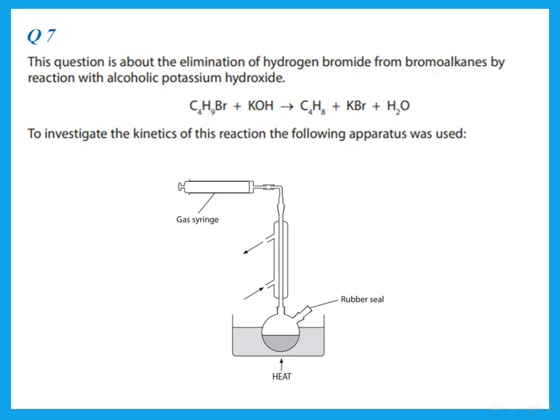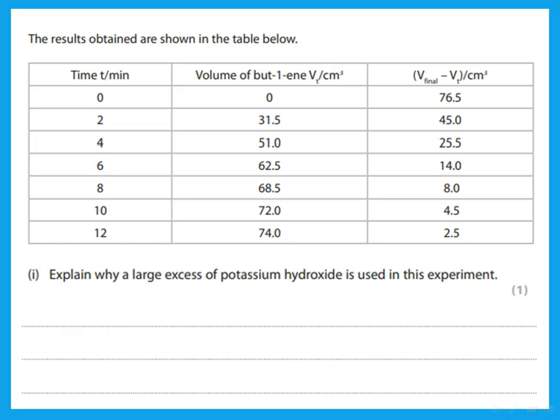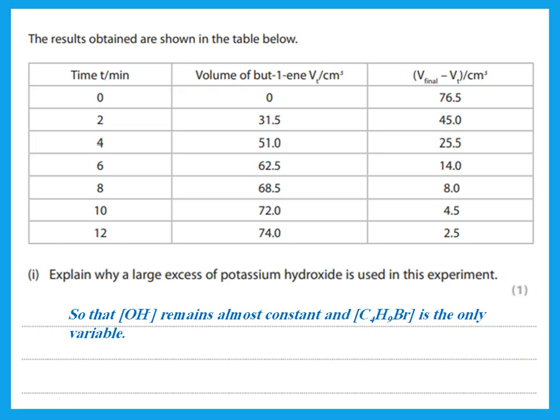Okay. This next question is about elimination of hydrogen bromide from bromoalkanes by reaction with alcoholic potassium hydroxide. So he has the bromoalkane with alcoholic KOH. So this gives me the alkene. The results obtained are shown in this table, and he says explain why a large excess of the hydroxide is used. Again, why would he use excess of one of the reagents?